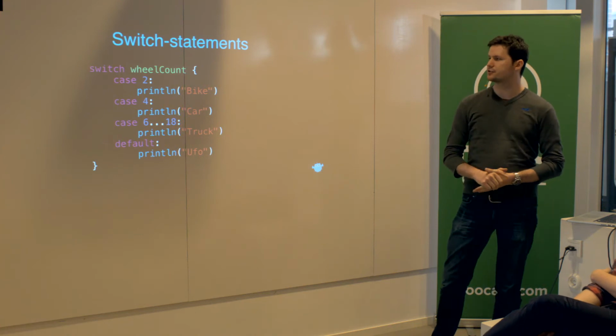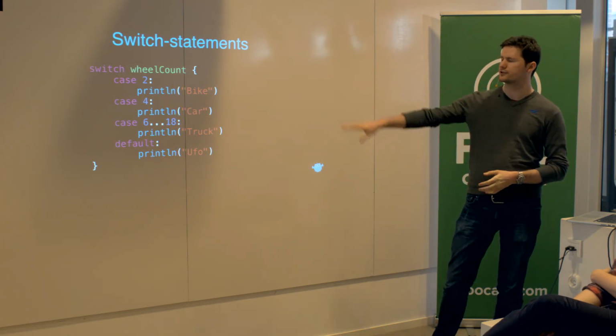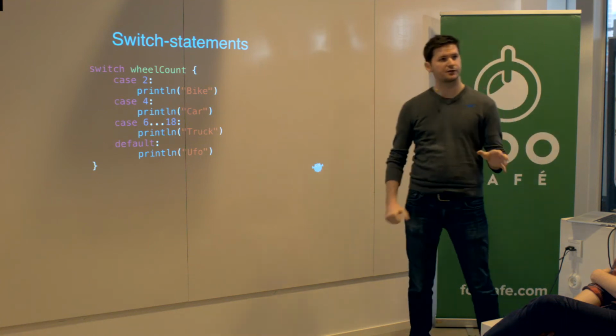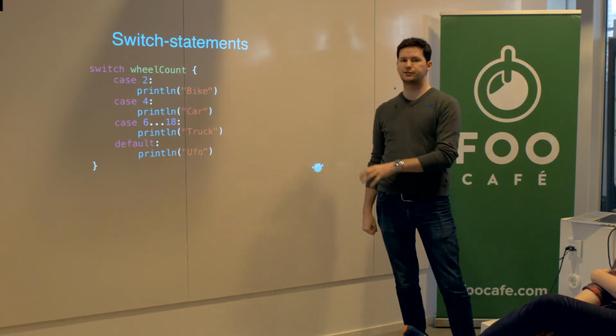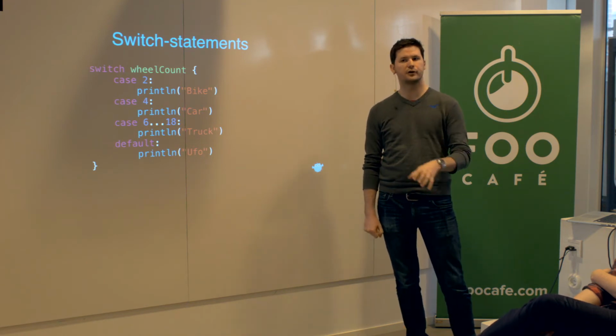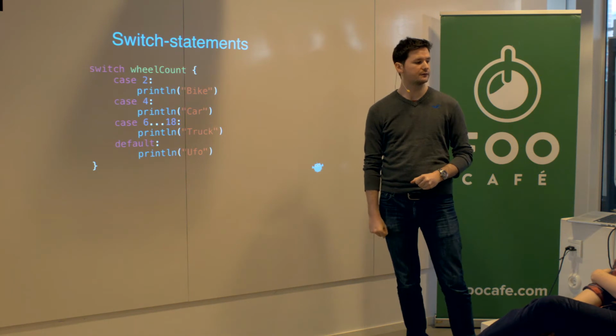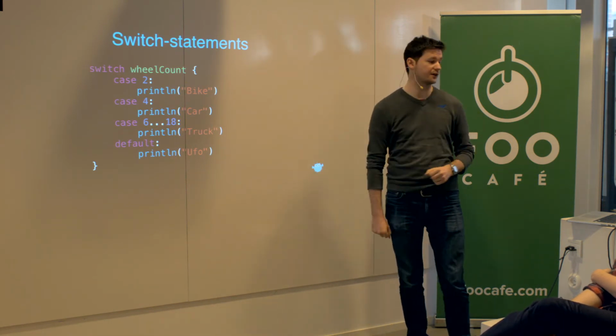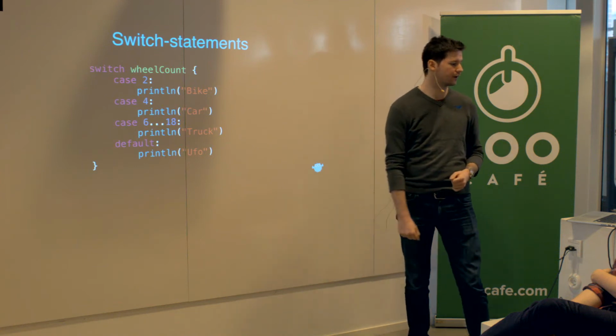Another thing that's very nice in Swift, I don't know if you've noticed, we don't have any break statements here. And that's because in Swift, switch statements don't automatically fall through. Instead, if you want them to fall through, you have to be explicit about that. And that's very nice because, according to me, this is the most common use case, not to fall through.